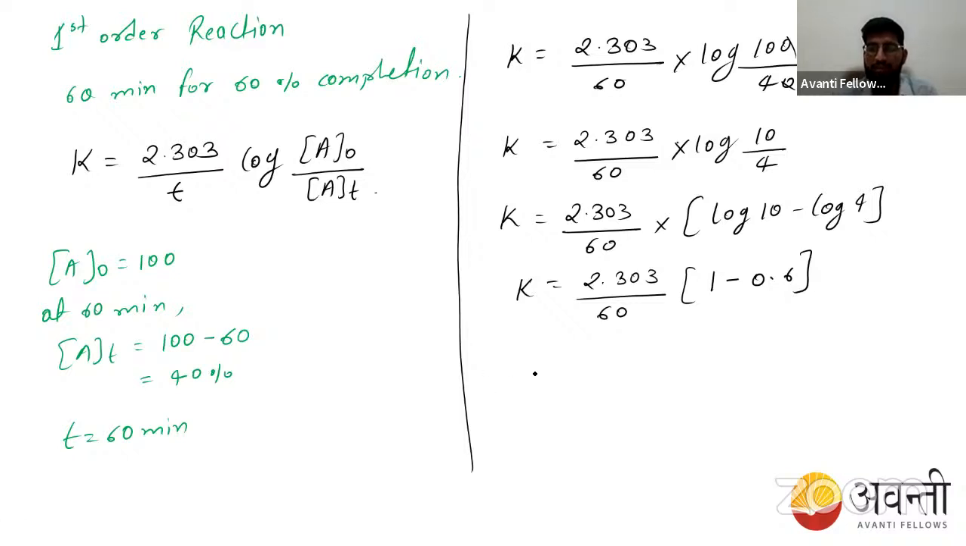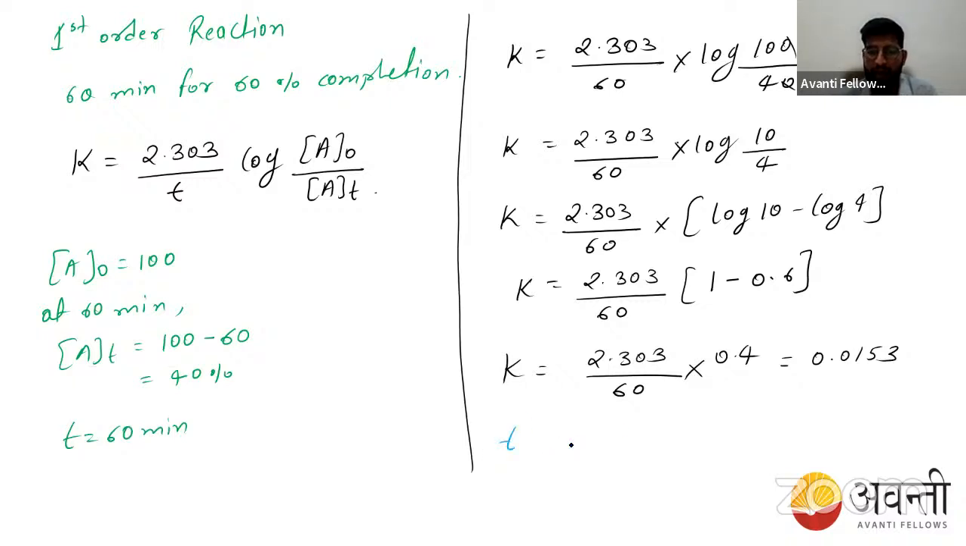So if I calculate it, k is equal to 2.303 upon 60 into 0.4. So the value of k will be 0.0153. So this is the value of k. I have pre-calculated this value, so need not be worried about it. So I got the k value.